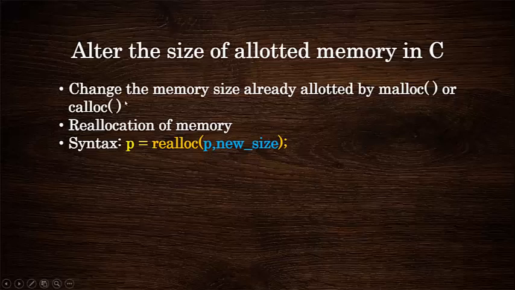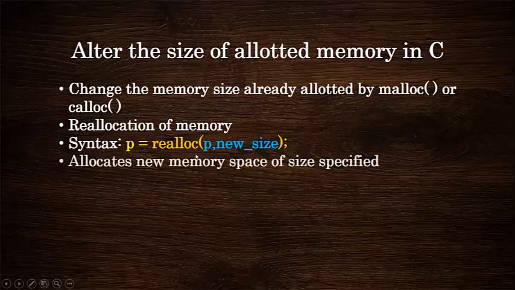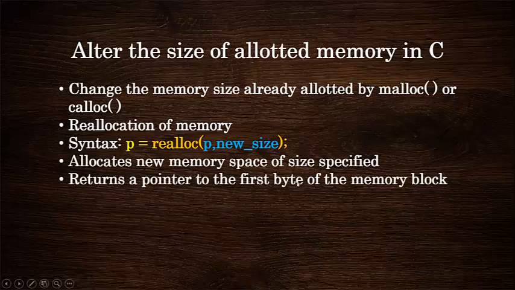Now I need to change the size. So the new size has to be passed as the second input argument for the reallocation function. So realloc has two input arguments: the existing pointer and the new size of the memory space that is required. This will again return me a pointer. It allocates a new memory space of the size that has been specified, and then it returns a pointer to the first byte of the memory block. It is the same familiar functionality that we have already seen using malloc and calloc.